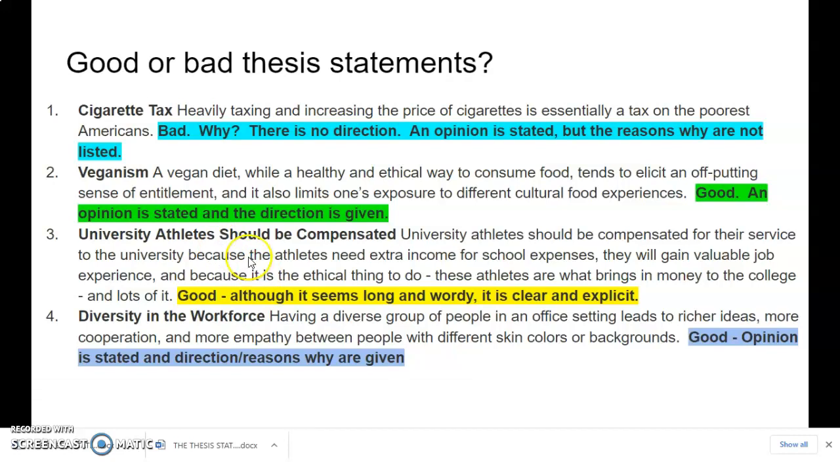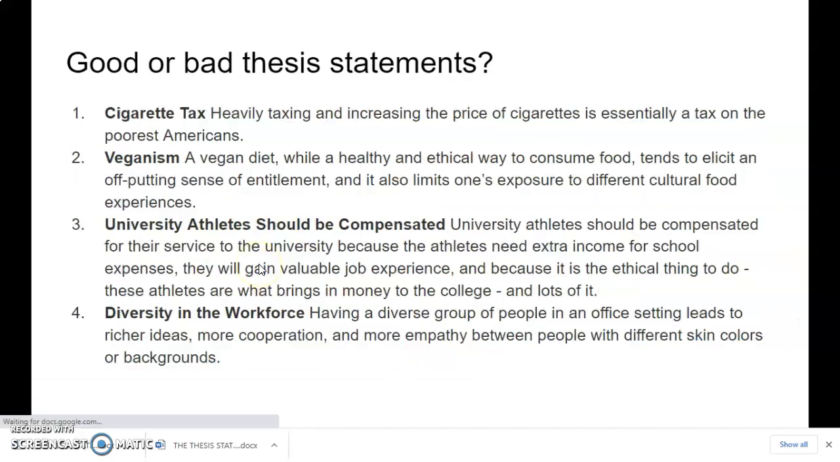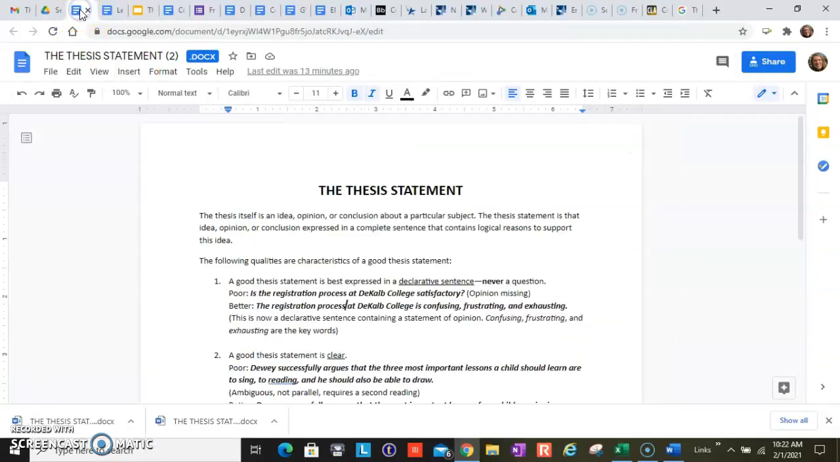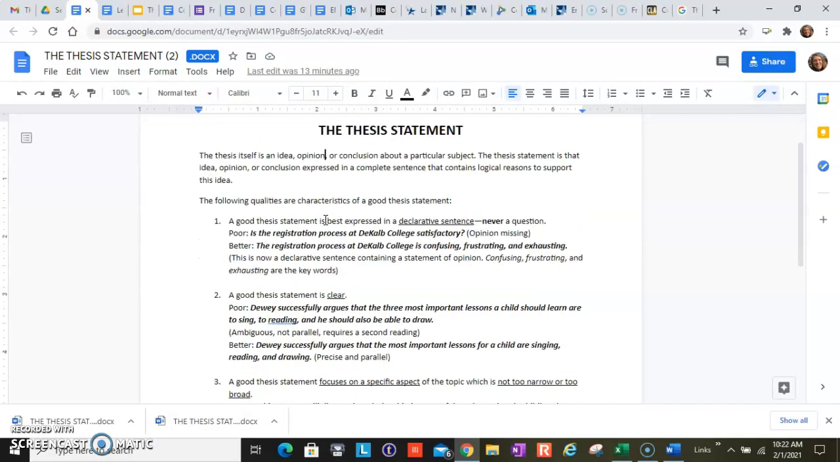So yeah, I hope this is helpful. This little handout up here is phenomenal. I think it's from DeKalb University. It was really hard to actually get the source, like click the link to go to the source, but it helps. It shows bad ones and then it shows good ones.